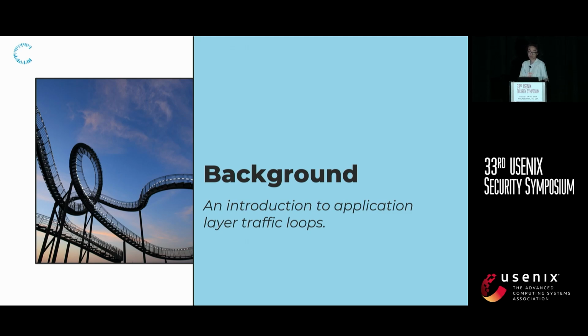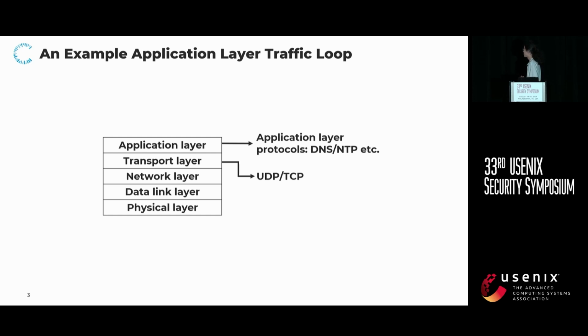In the beginning of the presentation, I'll first give some background on what an application layer traffic loop is. Here is a 5-layer network model, and in the transport layer we have UDP and TCP as the most commonly used protocols. On top of them, there are lots of application layer protocols, for example DNS and NTP and so on. The application layer traffic loop we're going to introduce will happen at this level. One thing to note is that in this presentation, we will only focus on UDP-based applications.